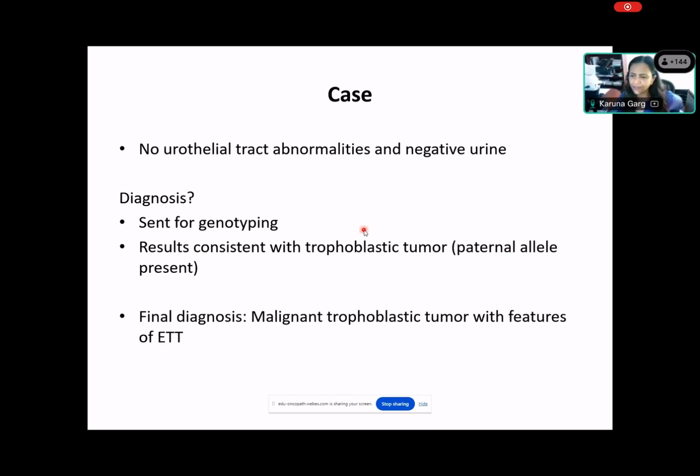So this actually turned out to be a malignant trophoblastic tumor that I signed out, and I said it had features of an epithelioid trophoblastic tumor. So this was a really interesting case. And this is another setting where genotyping can help you out. Genotyping can help you if you're thinking of whether something is coming from a teratoma. It can help you out when you're thinking of a trophoblastic tumor outside of the uterus. It can help you out, of course, in the diagnosis of a partial mole as well.